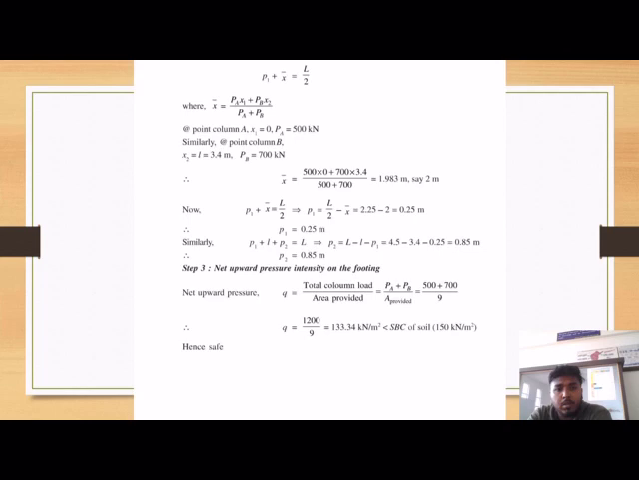For column A, x1 is equal to 0, PA is equal to 500 kilonewton. Similarly, for column B, x2 is equal to L is equal to 3.4, PB is equal to 700 kilonewton. x dash is equal to 1.9. P1 plus x dash is equal to L by 2, P1 is equal to L by 2 minus x dash, is equal to 2.25 minus 2 is equal to 0.25. P1 plus L plus P2 is equal to L, P2 is equal to L minus P1 is equal to 0.85.